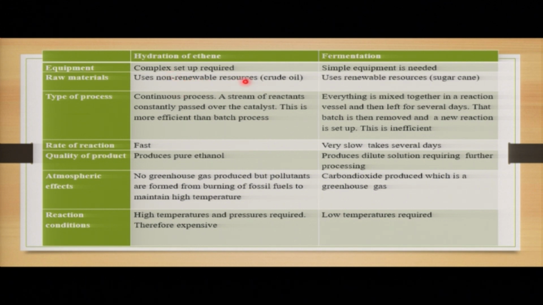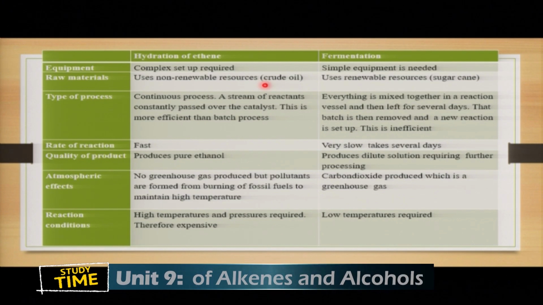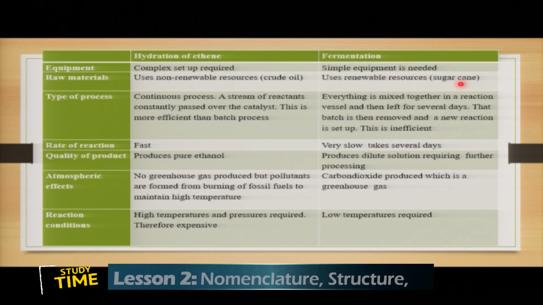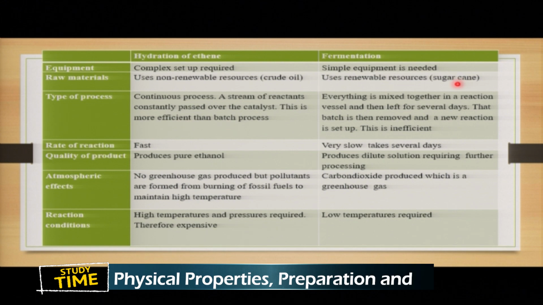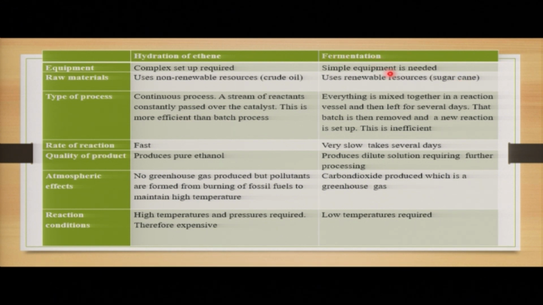Hydration uses non-renewable resources. Non-renewable substances cannot be regrown. They are used and finished off. But for fermentation, the raw materials are renewable. When you use sugar, you can grow more sugar, potatoes, maize, and so on. Those are renewable substances. That is what makes the fermentation process a bit simpler and cheaper.